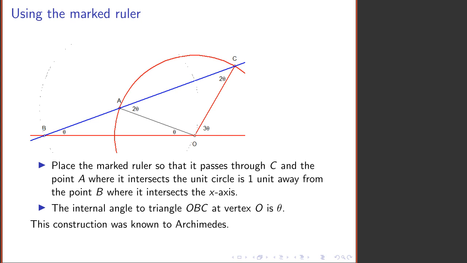You've just got to keep fiddling with the ruler until miraculously one mark coincides with A, another mark coincides with B, and the point C is on my circle. But once I've succeeded in doing that, I've replicated my original diagram, and we've already proved that this angle is 3 times that angle. So if this angle is 3 theta, that angle must be theta. This construction, as I've mentioned, was already known to Archimedes.